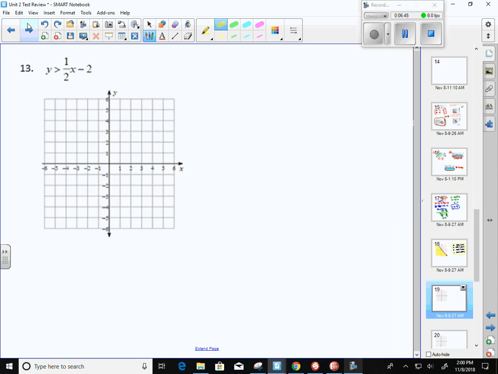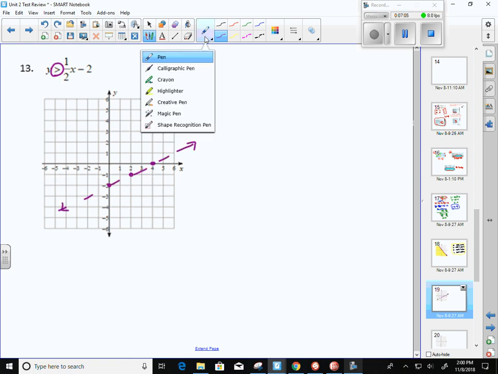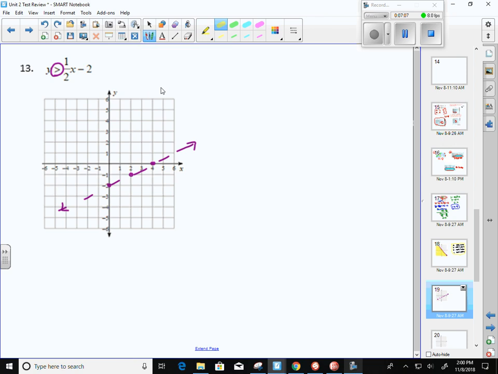All right, number 13, same basic idea here. You're going to put a y-intercept at -2. You're going to go up 1 and over 2. This time it's a dashed line. You got to look at this symbol right here to decide what's going to happen from this point. So it's a dashed line. And then your shading, it's greater than, so it's going to be everything above it. All of this.